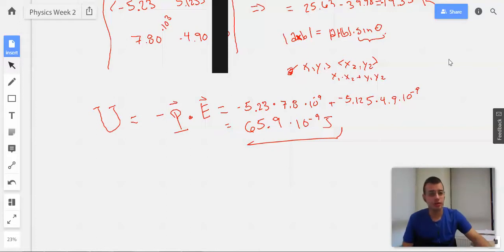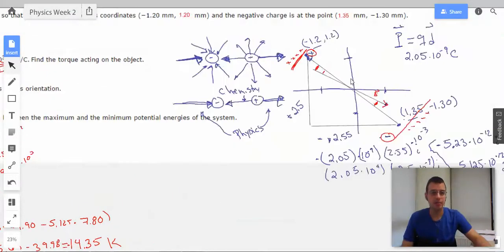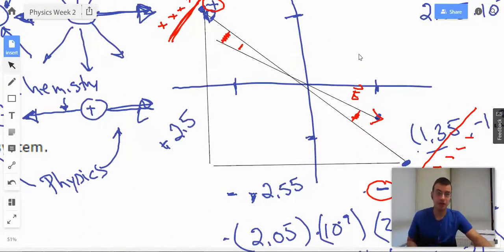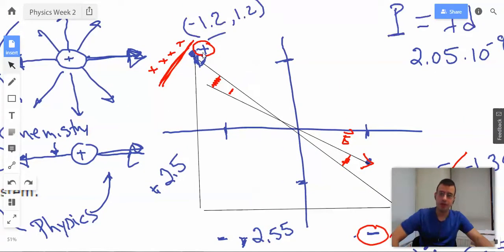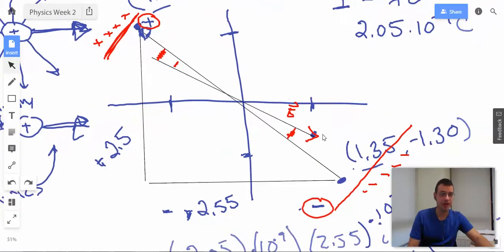Okay, so the maximum, think of this back in the idea of the spring here, the maximum potential energy is going to be when this spring is fully compressed, i.e. the positive charge here exactly lines up with the positive charges from the electric field, and the negative lines up exactly with the negative. And then the minimum energy would be when the positive exactly matches up with the negative, and the negative exactly matches up with the positive.